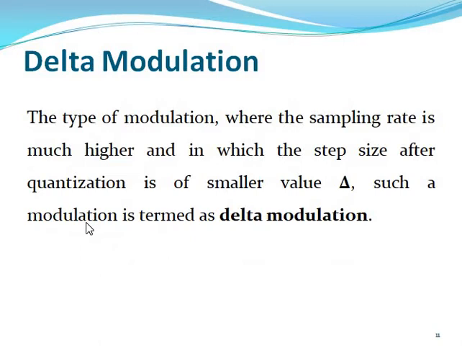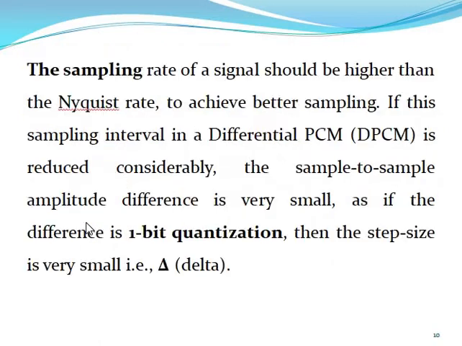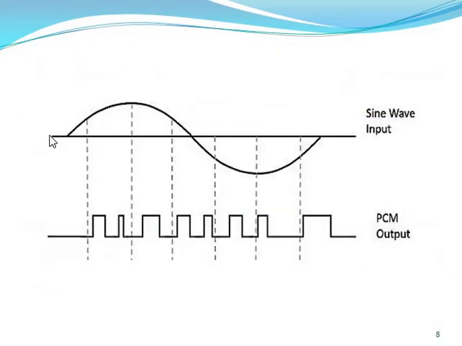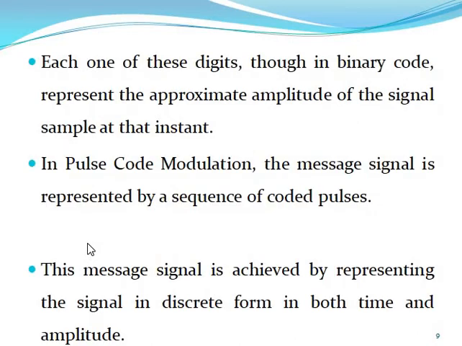So what is delta modulation, and what is pulse code modulation? You can see that here. Pulse code modulation converts the analog information into a binary sequence and represents it by PCM. You can see that, so this is the PCM. It converts the analog signal into a binary sequence and encodes your data. So this is the PCM, and this is its importance.